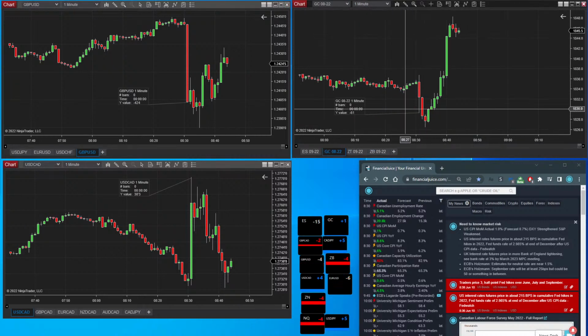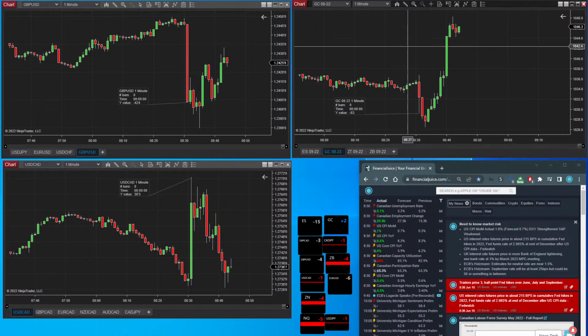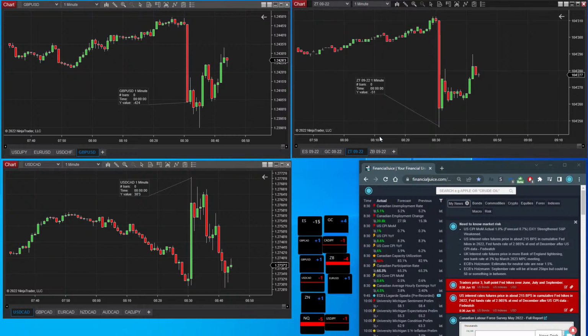Gold. So I did see a move towards the downside there, about 61 ticks. Let's see what its peak was then. So about 90 ticks was the downside on gold there. Right, and then we did see the reversal towards the upside.